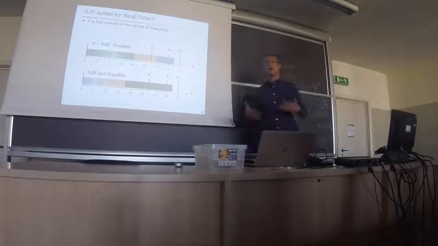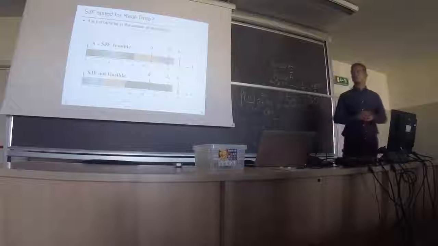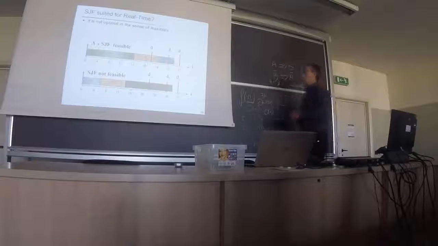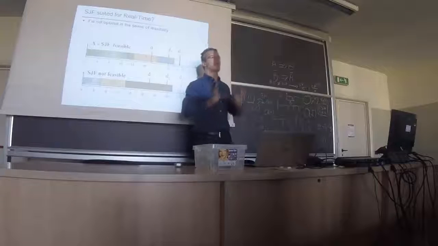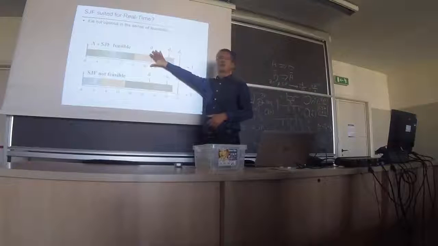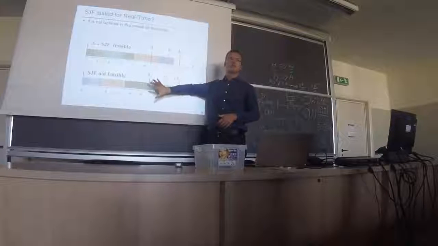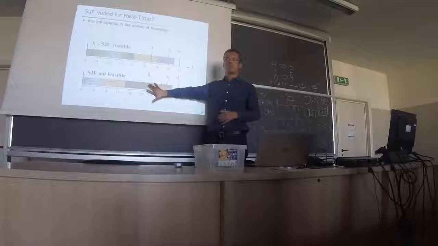I told you, optimality in which sense? Real-time optimality says that if a task set is schedulable according to some scheduling algorithm, then it is also schedulable according to my optimal algorithm. In this case, this is not the case, because that task set is schedulable according to some algorithm, but is not scheduled according to my algorithm. So SJF is not optimal from a real-time perspective.